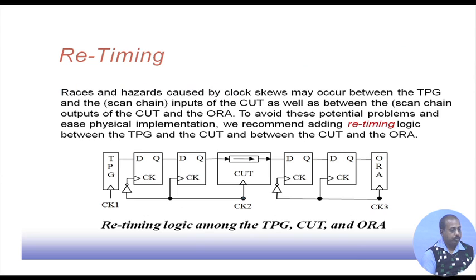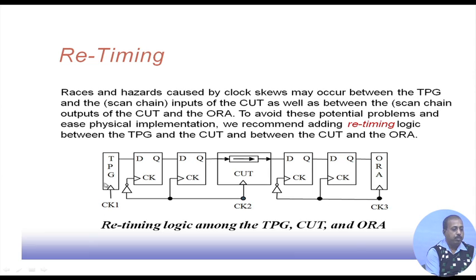Sometimes we need to do a retiming. Retiming is basically needed when there are races or hazards caused by clock skews. Our basic module is like this: there is a test pattern generator, there is a circuit under test, and there is a response analyzer.